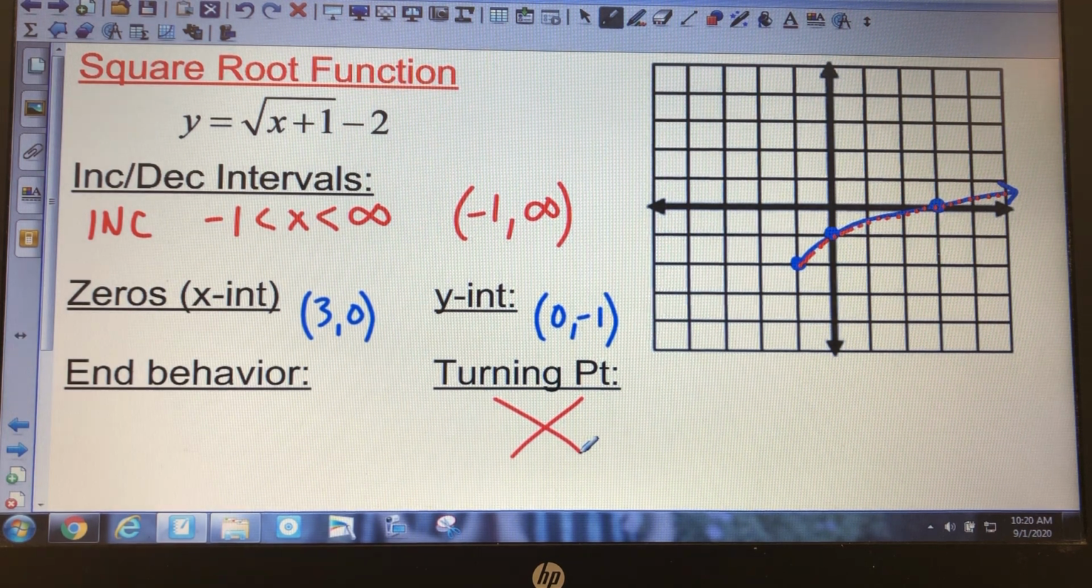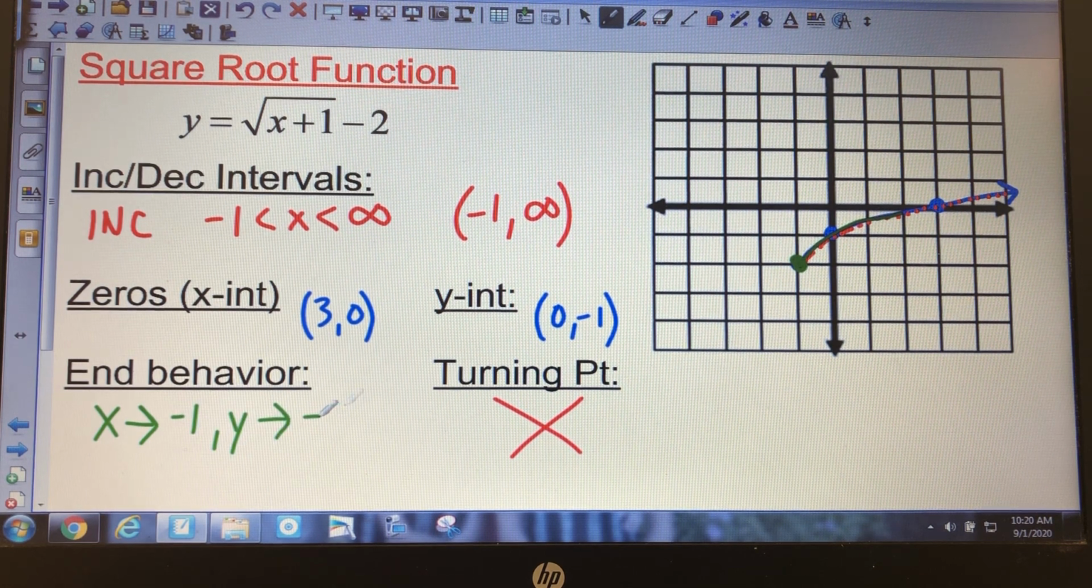Now, end behavior. As we go to the left on this guy, we stop at this point. So our left-hand end behavior, x approaches that point, -1, and y approaches -2. That's your left-hand end behavior. Where is our graph going? Our right-hand end behavior keeps going. So x approaches positive infinity, y approaches positive infinity. So there's a typical square root function.